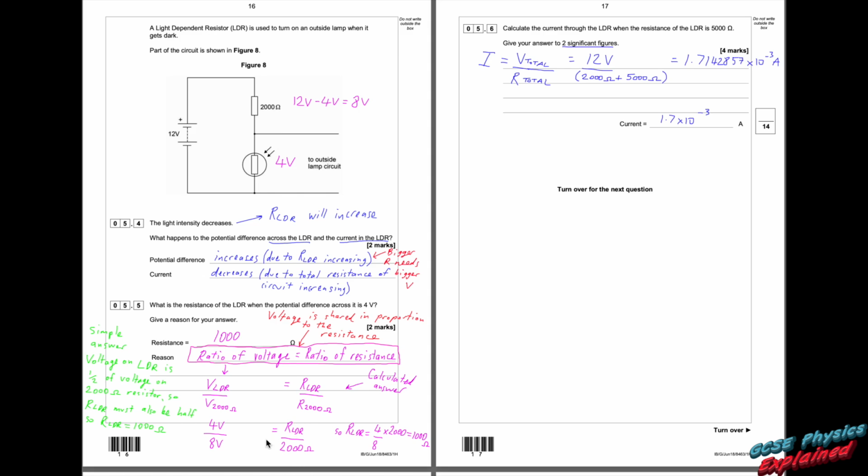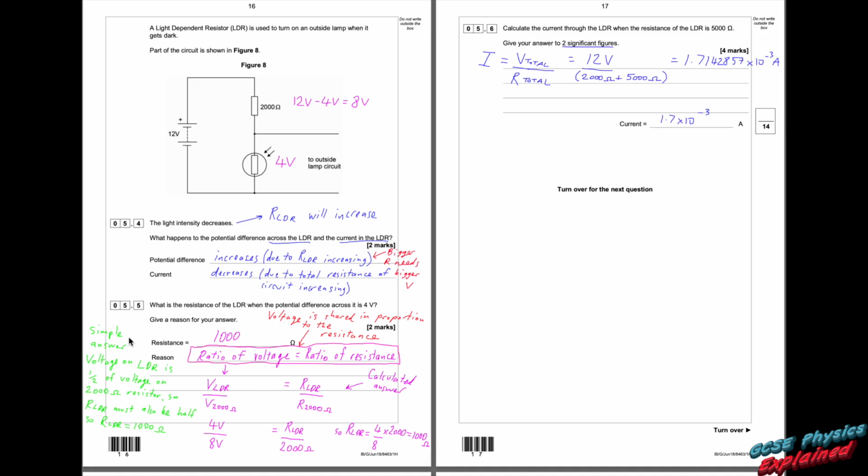Rearrange that, so put the 2000 over on that side there. So the resistance of the LDR is 4 over 8 multiplied by 2000, which, as I said, is 1000. So the mathematics can sometimes make it seem complicated. This is what you're wanting to pay attention to. And I've written it again over here in green.